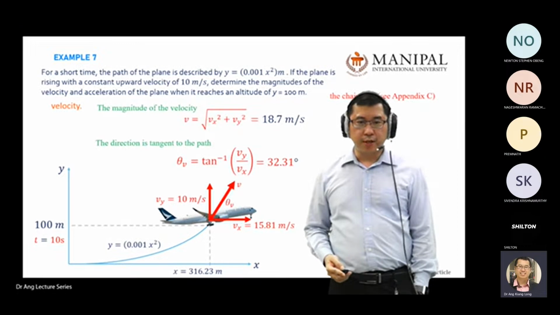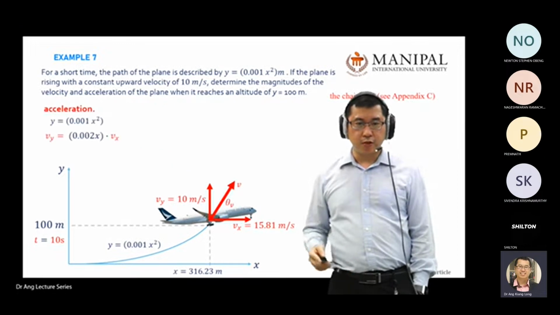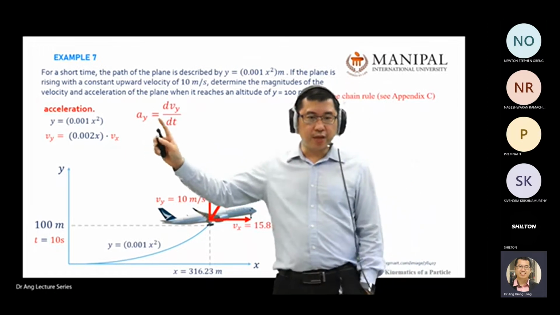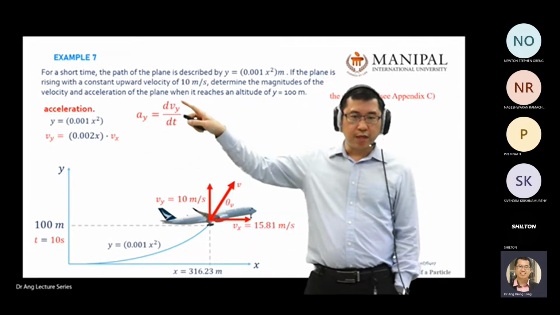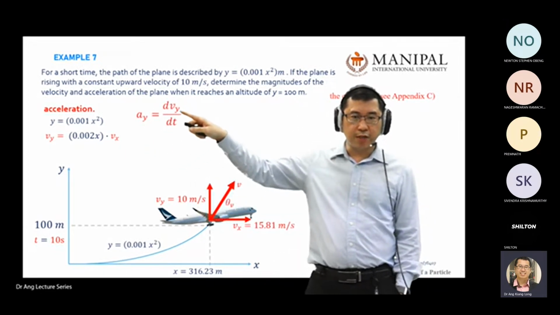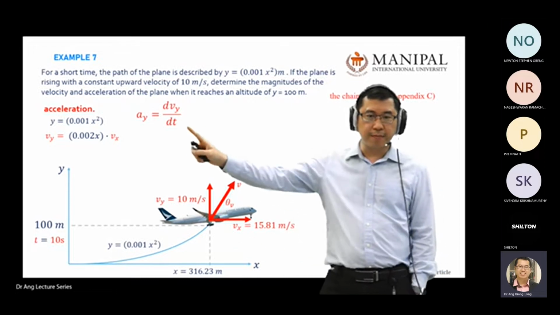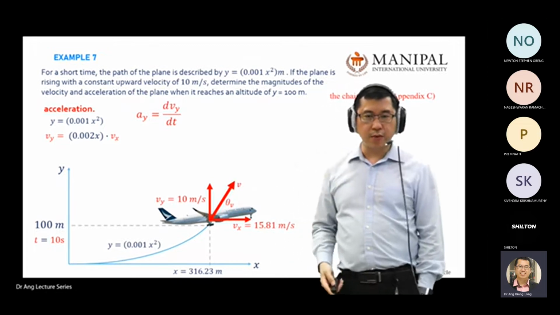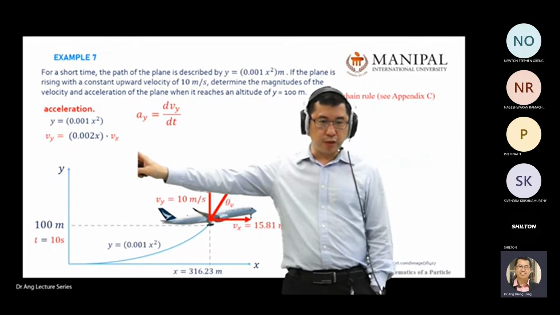We continue with acceleration. There are two equations you can use. The definition of ay is the differentiation of your velocity in the y direction with respect to time. So dVy over dt gives you the acceleration in the y direction. You have an equation there.